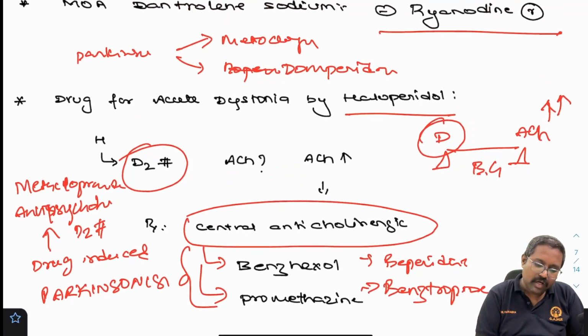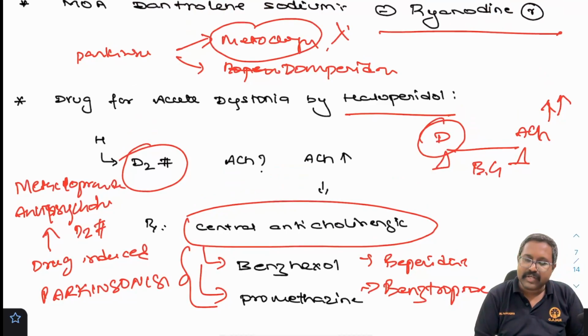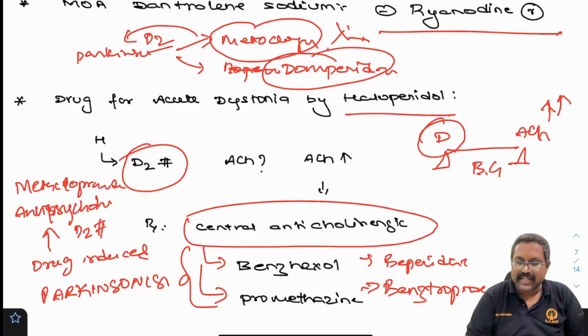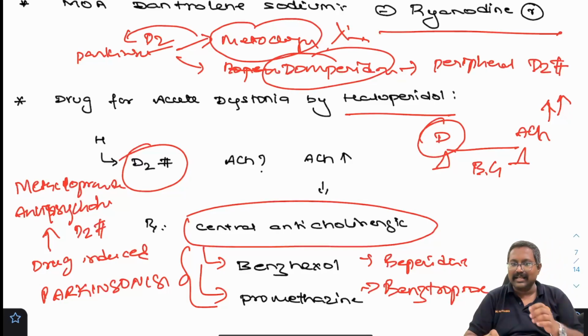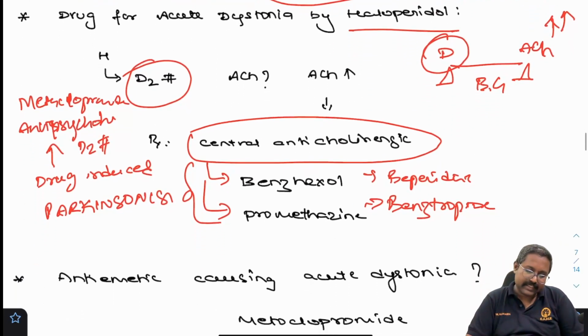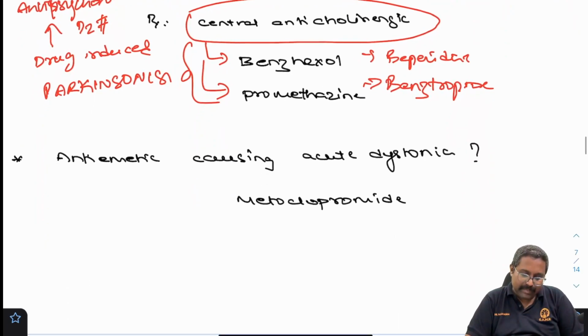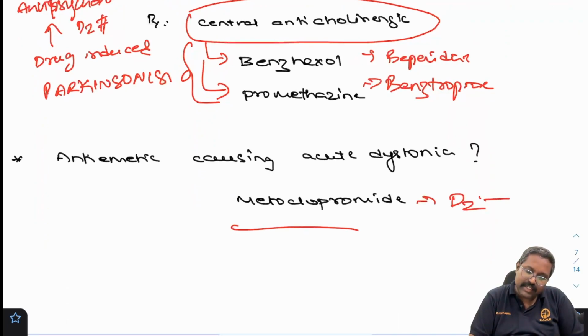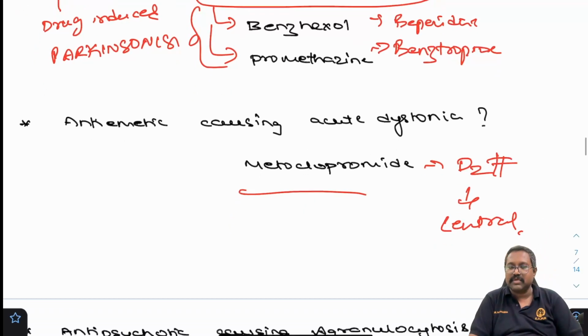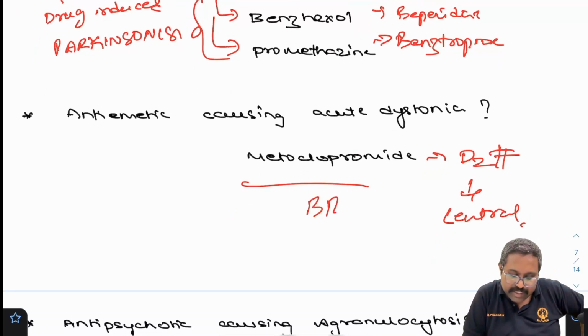Please remember, metoclopramide is always contraindicated because it is centrally acting and blocks the D2 receptors, and domperidone can be given as an antiemetic agent because it is a peripheral D2 blocker, not a central blocker. So which is the antiemetic which is causing acute dystonia? That is metoclopramide, because it blocks the D2 receptor especially in the central nervous system, because it crosses the blood-brain barrier.